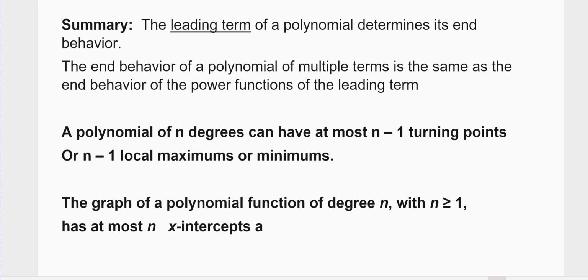If it's odd, I have to have at least 1 x-intercept. If it's even, though, I might have 1, I might not. I could have none in the even case.